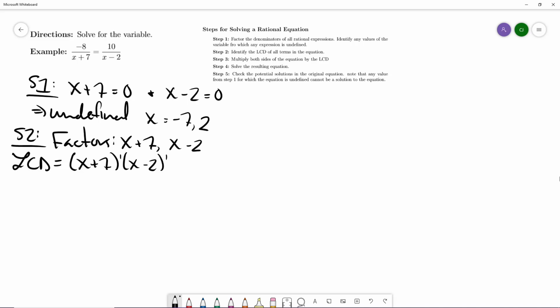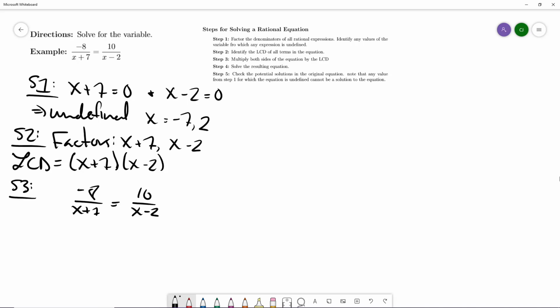So I'm just going to erase these ones a little bit. Give me one second. Let's fix this parenthesis. Right. So our LCD is x plus 7 and then x minus 2. So for step 3, we're going to multiply both sides of the equation by the LCD. So for step 3, I'm going to rewrite our equation, which is negative 8 over x plus 7, and it's equal to 10 over x minus 2.